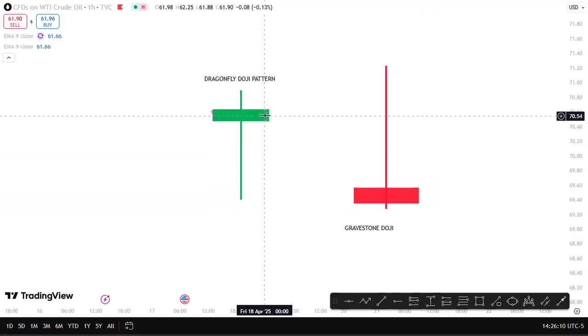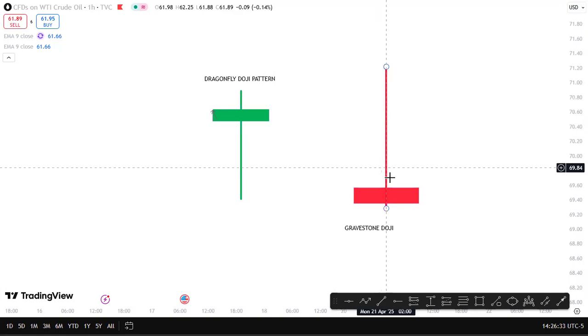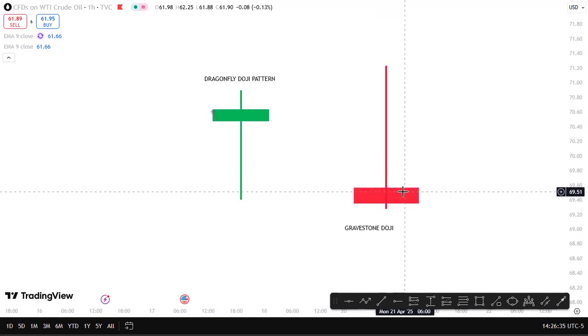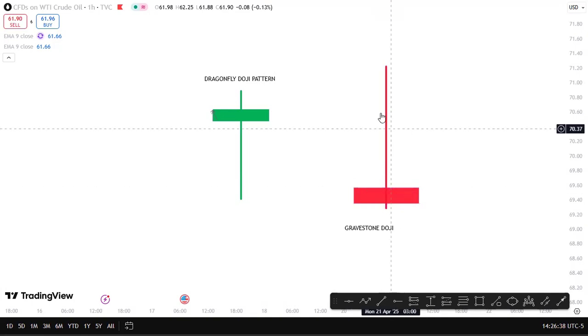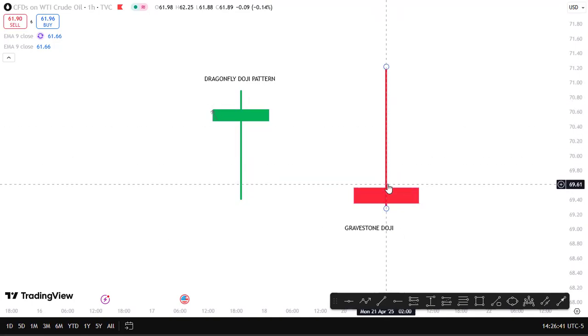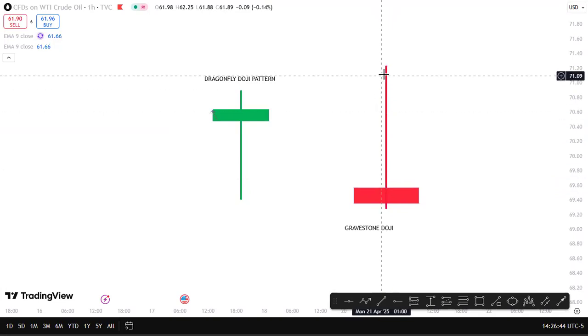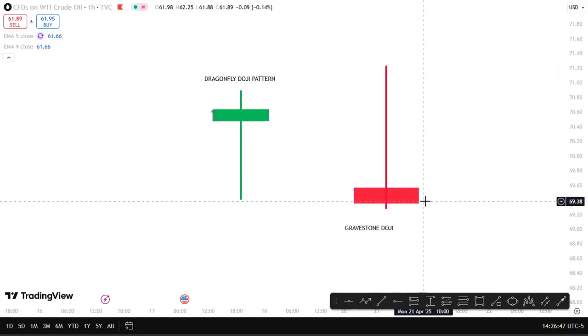So for a dragonfly doji, the open and the close are about the same level in price, but it is characterized by a long lower wick. And mind you, a dragonfly doji pattern is a bullish candlestick pattern. While a gravestone candlestick pattern is a bearish doji. For it to be considered a gravestone doji, it has to have this long wick, and the open and the close of that candlestick have to be about the same or even the same level in price.